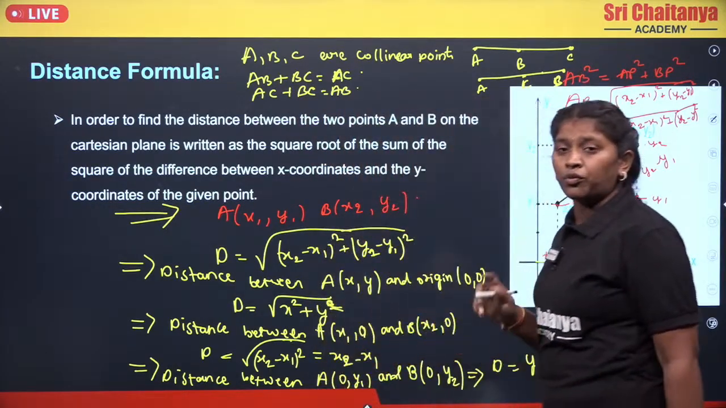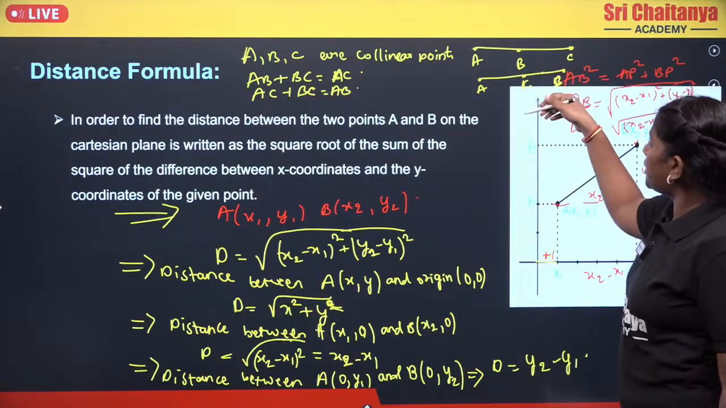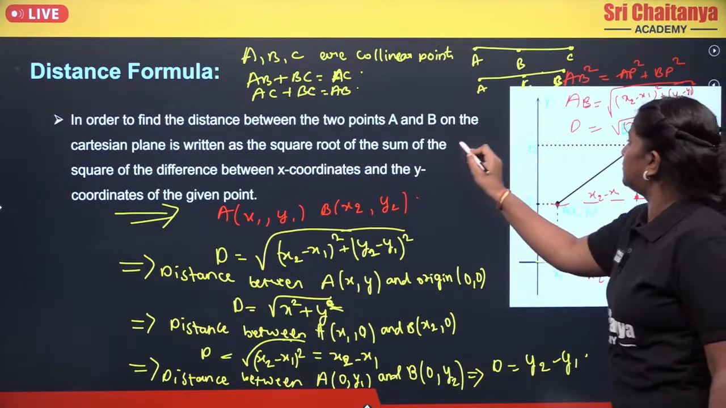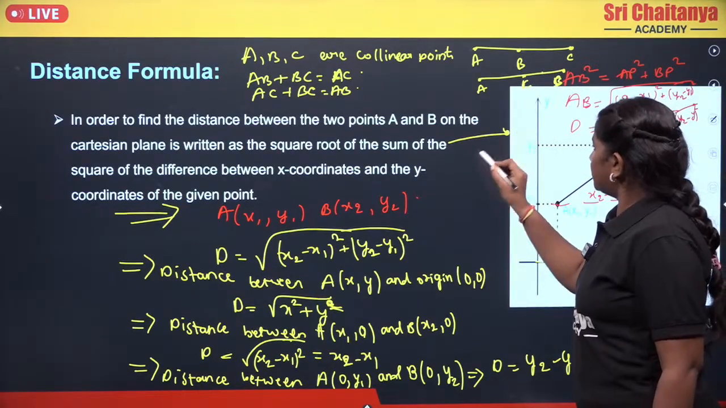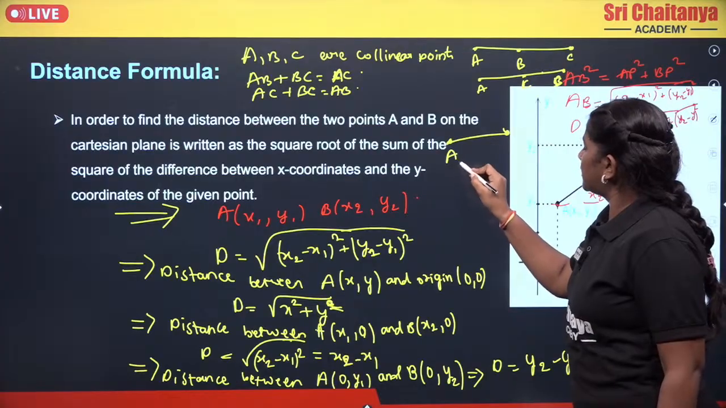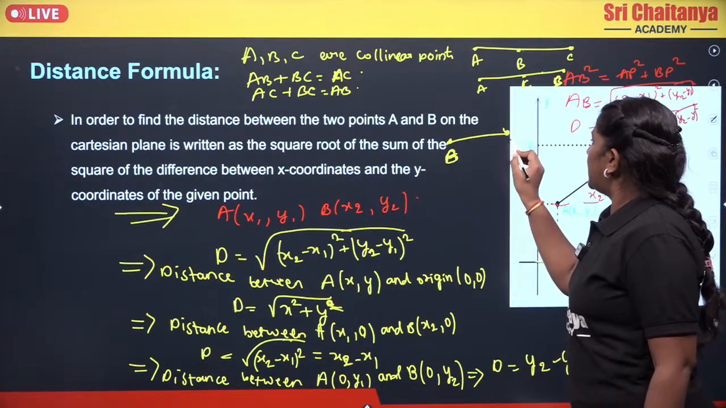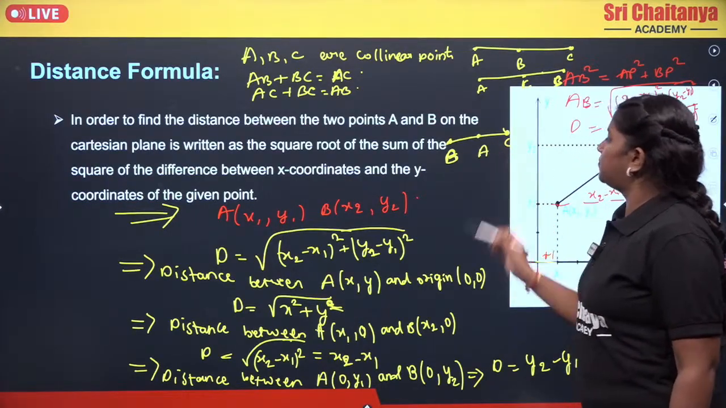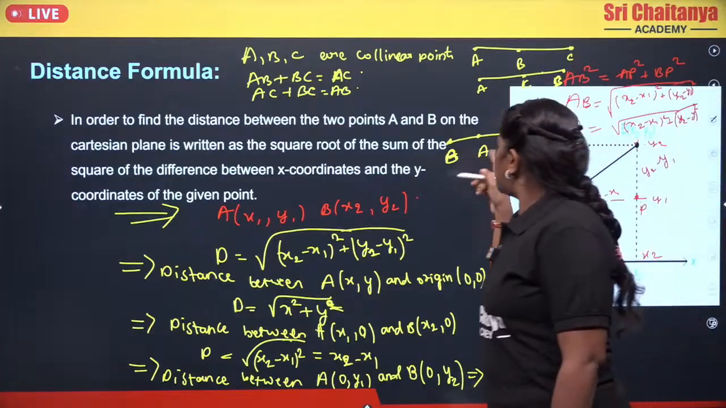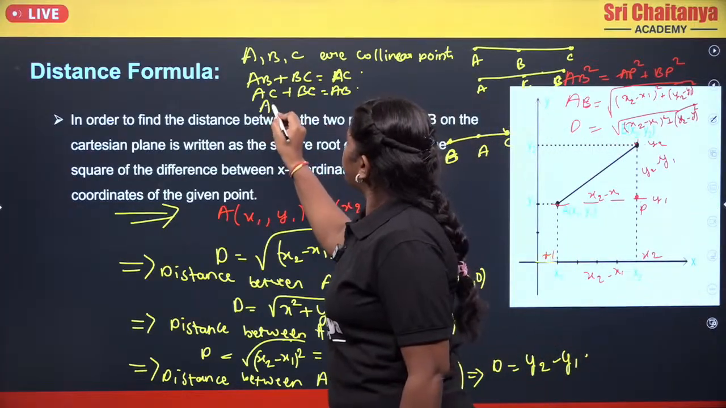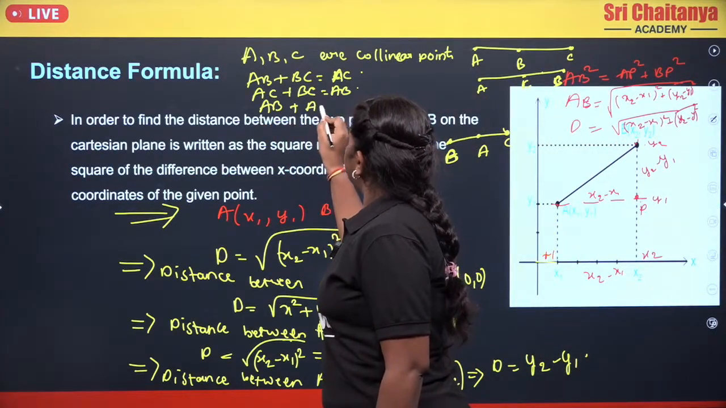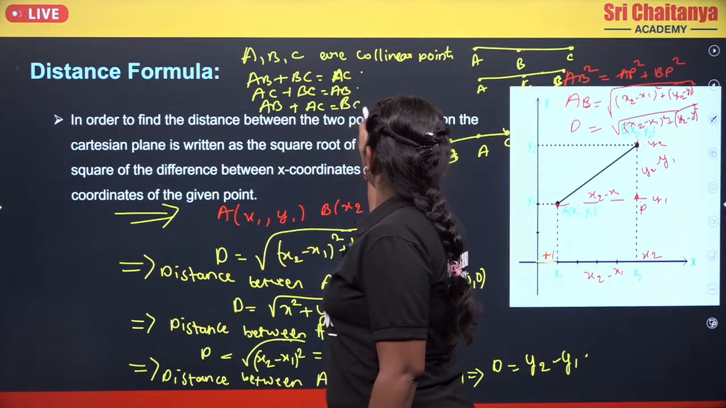Okay. Now moving to the next condition. What if our point A is in the middle? Here you can take B and C, and A will be in the middle. So from this we will get AB plus AC equals the complete BC.